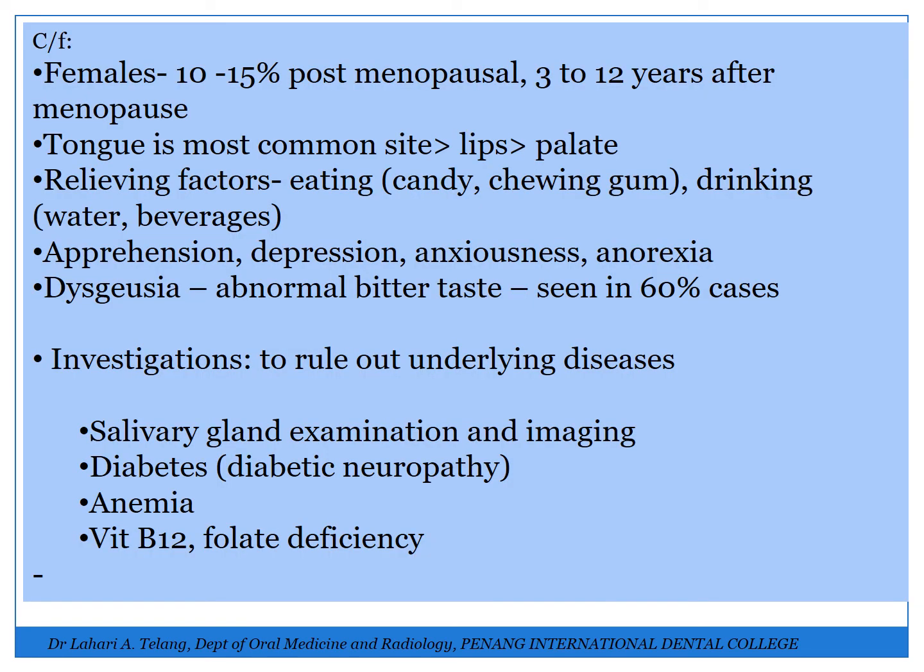So, most commonly, the clinical features involve females, 10 to 15% of the patients, who are mostly postmenopausal, 3 to 12 years after menopause. And the tongue is the most common site, which also involves the lips and the palate. Relieving factors are eating candy and chewing gum or drinking water and beverages. The patient is generally apprehensive, having depression or anxiousness and anorexia. Dysgeusia is also seen. There is an abnormal bitter sensation, which is seen in 60% of the cases.